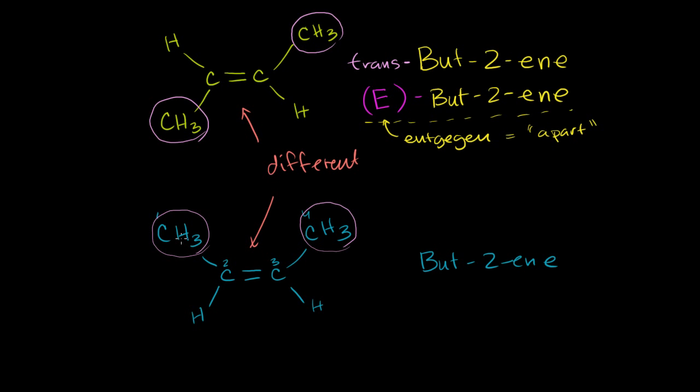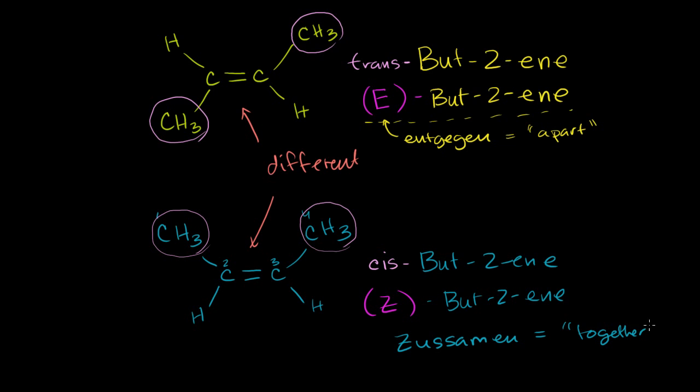Now, in this situation where our functional groups are on the same side, you could call this cis-butene. Cis, I believe, comes from the Latin for together. Or you could call it Z, or Z-butene. You could imagine this Z comes from the German for together, and it stands for zusammen. Zusammen, which is German for together. And that's all you have to do.